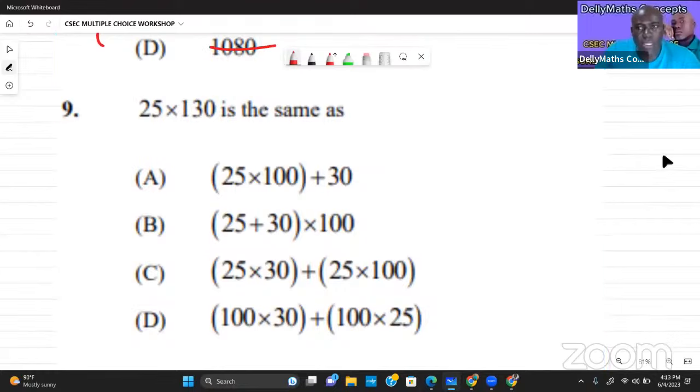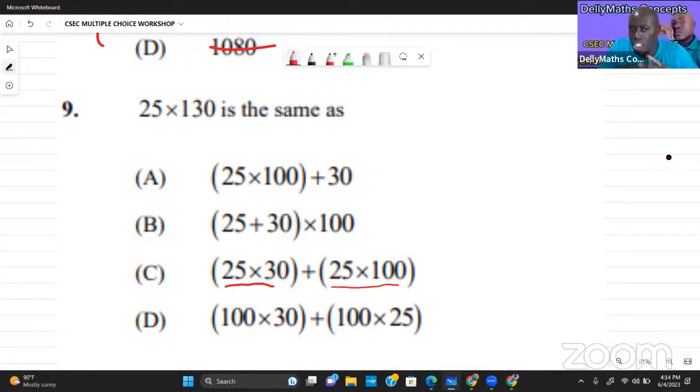All right, so let's look at number 9. Number 9 says 25 times 130 is the same as. So you want to look at this, 25 times 130. Think about it. You could look at the responses and see which one would work. I will want to keep in mind that multiplication is repeated addition, so you want to be adding ideas that will come together. For example, 25 times 30 plus 25 times 100.